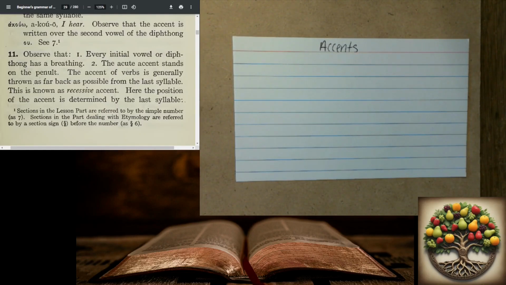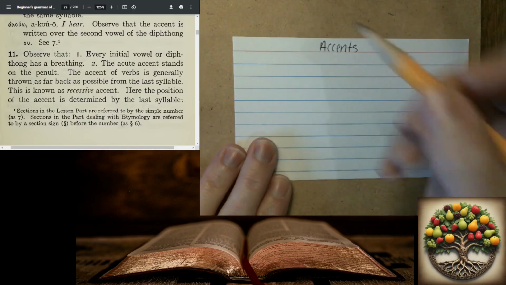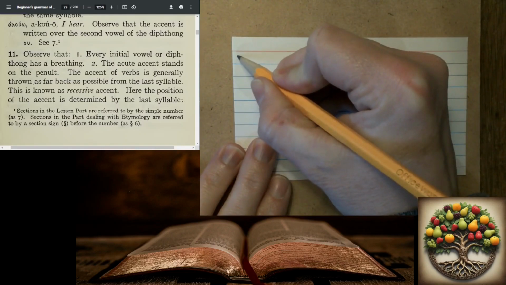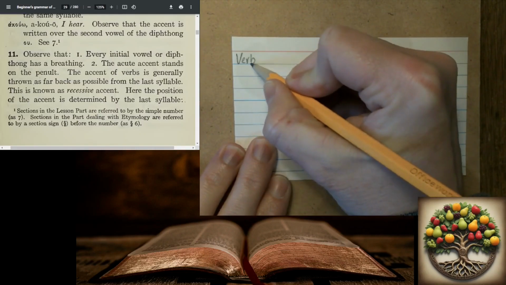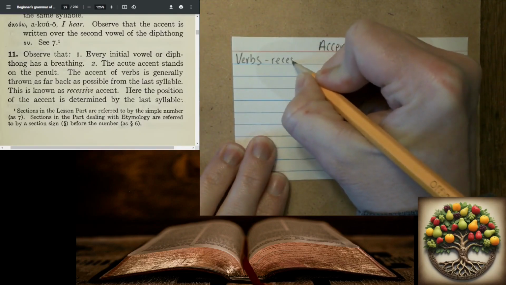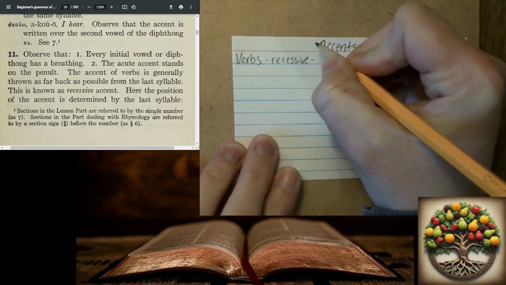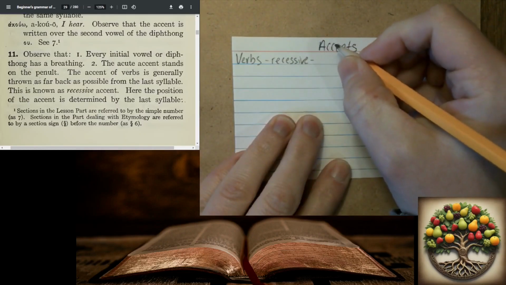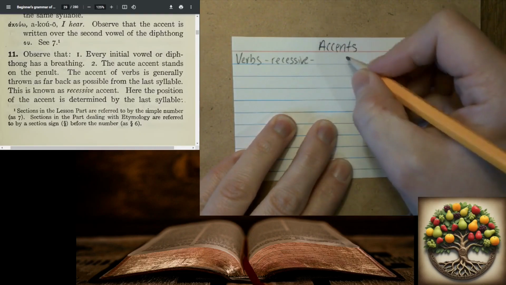And we're going to start our accent card now, and we're going to backtrack a little bit and put on some of the rules that we had for the verbs. And so in the text, we're going back to number 11, and we're going to write down this here, verbs. And these are recessive. And again, generally, they're thrown back as far as possible from the last syllable.